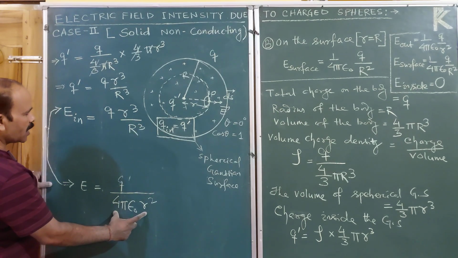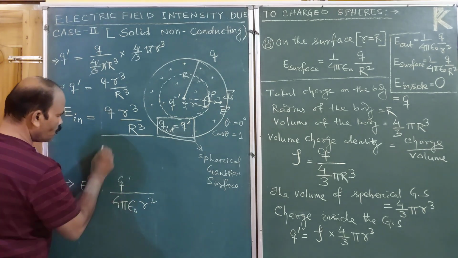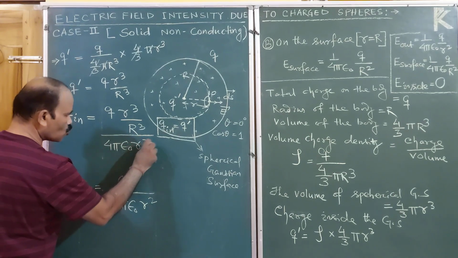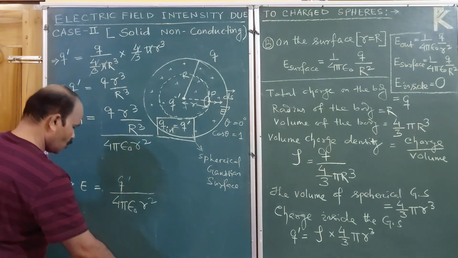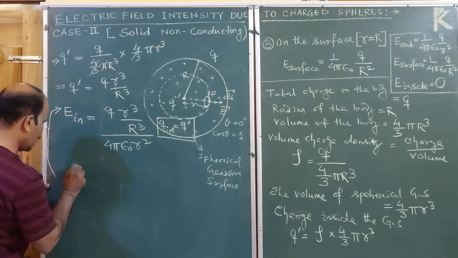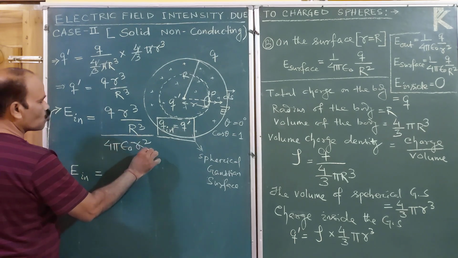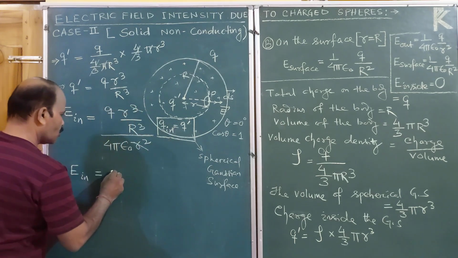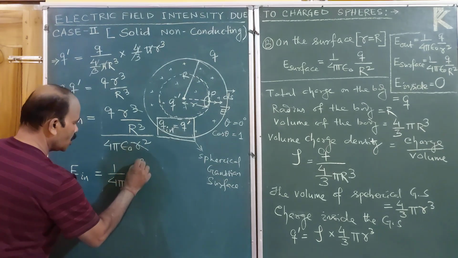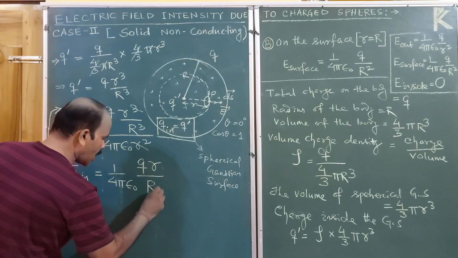और डिनोमिनेटर में क्या है, देखो, so it is 4 pi epsilon naught r square. ओके, तो इसको मैं इरेज कर देता हूं. तो फाइनली E in will be equal to this r square cancels out. So it is 1 divided by 4 pi epsilon naught Q r divided by r cube.